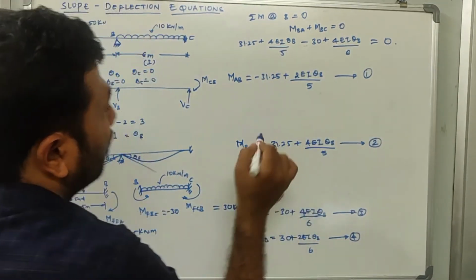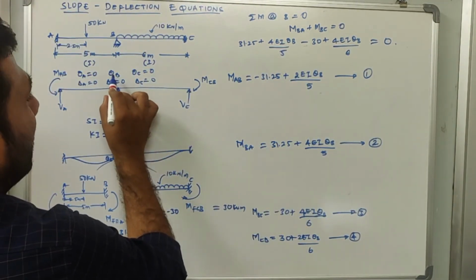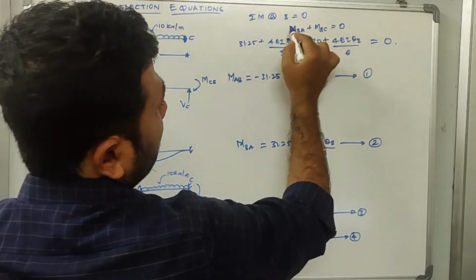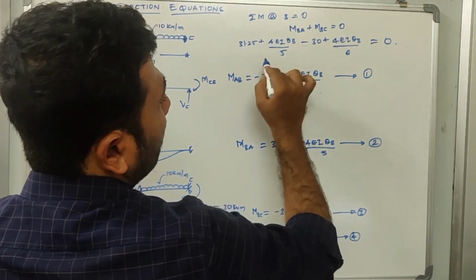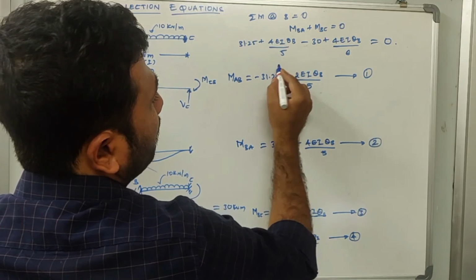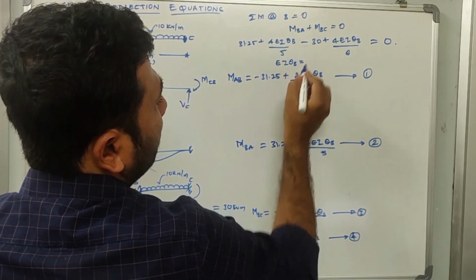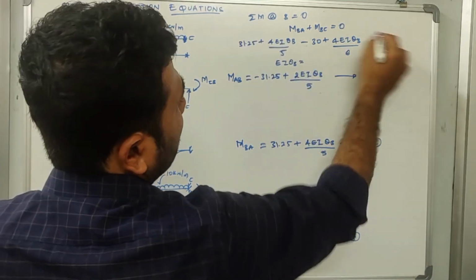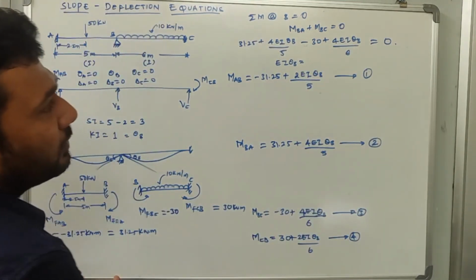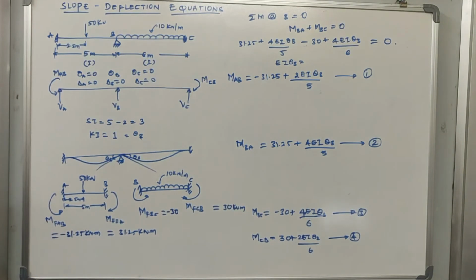So we had only one unknown. What is that unknown? It is theta B, and I used one of the equations, which is MBA plus MBC equal to 0. By using this equation, I can solve how much is EI theta B. So can you solve EI theta B from this equation and tell me what is the value of EI theta B? Try to solve this.